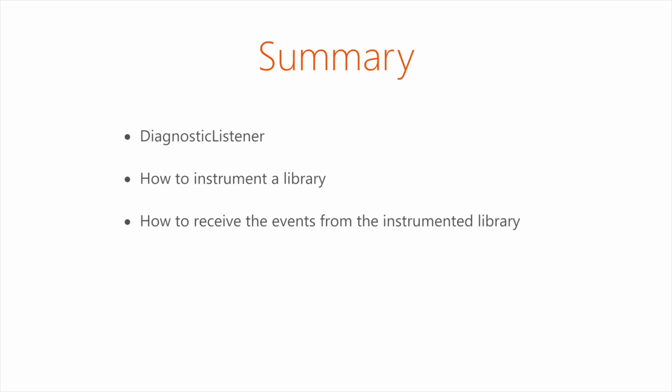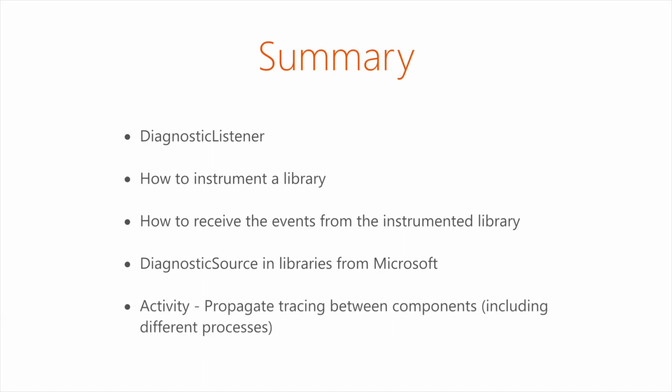Alright, so let's summarize what we learned in this video. We saw how DiagnosticListener works, we instrumented a small library, we also generated a receiver which prints out those DiagnosticSource events to the console. We also saw that libraries from Microsoft are instrumented out of the box by DiagnosticSource, and we can have all sorts of diagnostic information for those libraries by writing a couple of lines of code. And then finally, we saw that you can use the Activity class to propagate tracing information between components. In case of the baggage field, these components can even be in different processes. The Activity class makes sure that this information flows through activities.